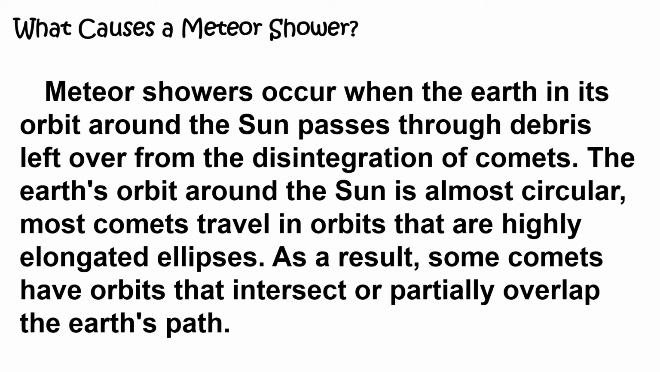So please listen. Meteor showers occur when the Earth, in its orbit around the Sun, passes through debris left over from the disintegration of comets. So again, meteor showers usually come from comets. The Earth's orbit around the Sun is almost circular, while most comets travel in orbits that are highly elongated ellipses. As a result, some comets have orbits that intersect or partially overlap the Earth's path.